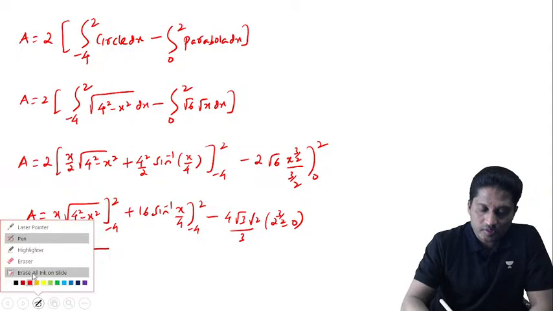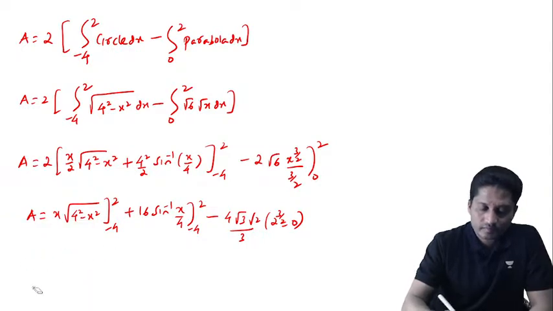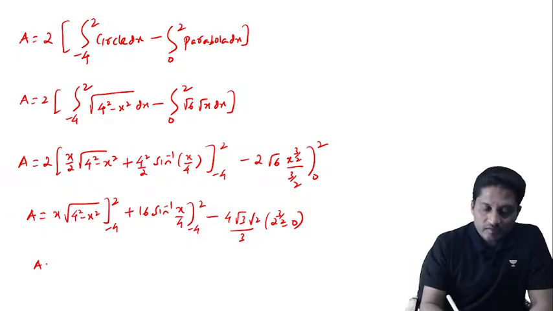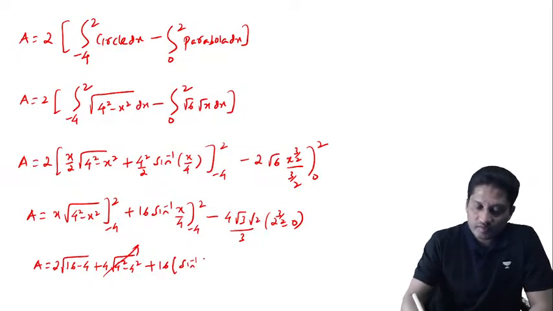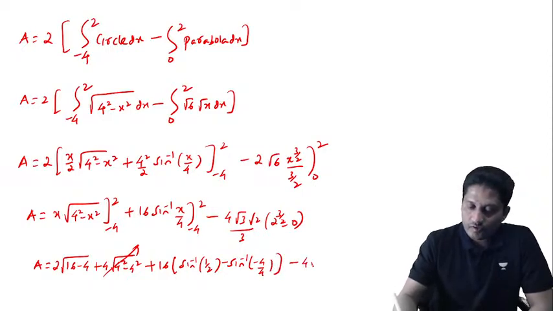If you substitute upper limit, you will get area is equal to 2 times root of 16 minus 4. Lower limit is minus of minus, plus 4. Root of 4 square minus 4 square is 0. Anyways, this is 0. 16 times upper limit is sine inverse of 2 by 4, which is half. Minus lower limit is sine inverse of minus 4 by 4. Minus this is 4 into root 3 and 2 power half divided by 2 power 3 by 2 by 3.